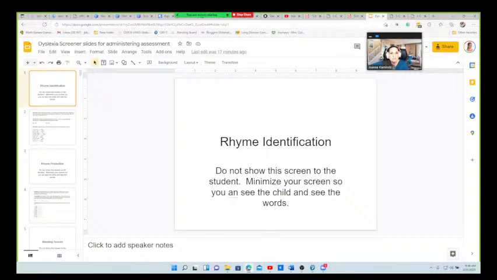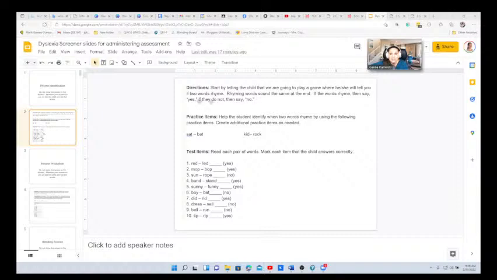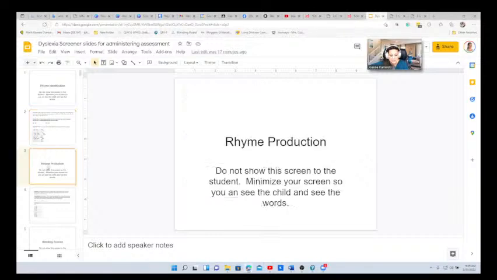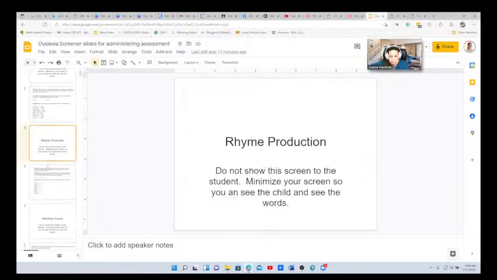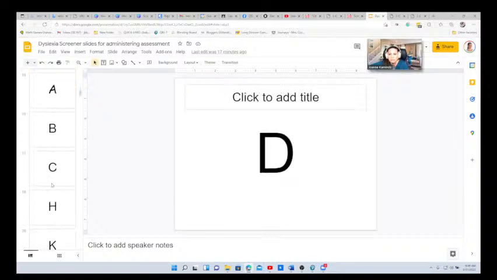But what I would do is I would stop sharing, and I would go to this little button right here, the minus sign, to minimize me, so that I can see them and I can see the assessment. So this is really helpful. You'll see now I'm not sharing my screen with the student. I'm just minimizing myself. And I have what I need to say to them, have them practice, and then go through these different activities. So this is really, really useful for you as you go through.